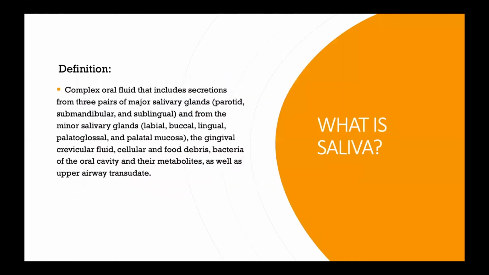So what is saliva? The definition of saliva is a complex oral fluid that includes secretions from 3 pairs of major salivary glands, and those are parotid, submandibular, and sublingual. And from the minor salivary glands, you have labial, buccal, lingual, palatoglossal, and palatal mucosa. The gingival crevicular fluid, cellular and food debris, bacteria of the oral cavity and their metabolites, as well as upper airway transudate.